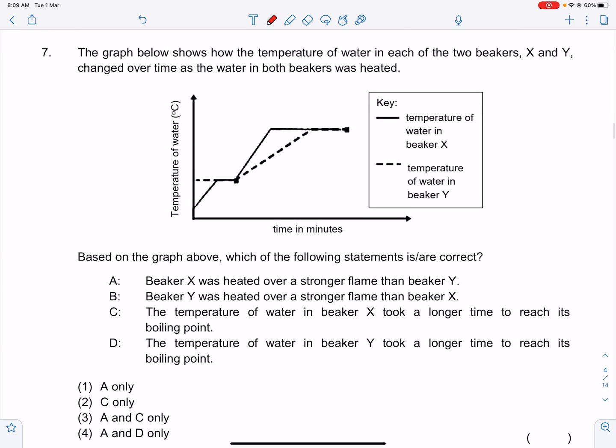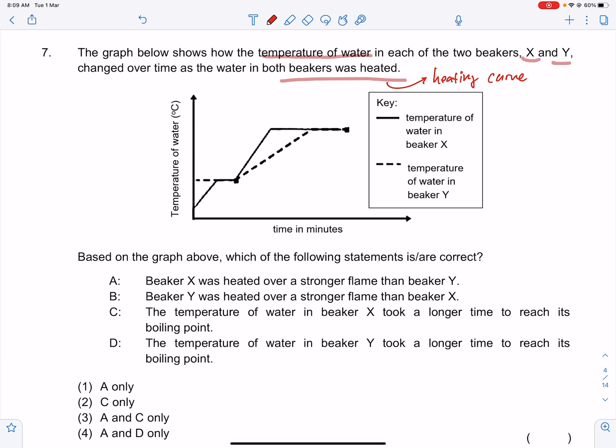7. The graph below shows how the temperature of water in each of the two beakers X and Y change over time as water in both beakers was heated. So based on this, the first thing we know is that this is a heating curve. Something that we need to actually identify when we are presented with temperature graphs. Is it a cooling curve or is it a heating curve?